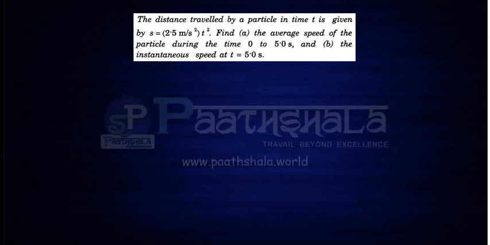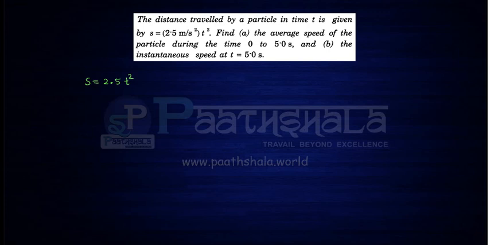Distance traveled by a particle in time t is given by the equation s equals 2.5 into t square. So we need to find the average speed of the particle from t equals 0 to t equals 5 seconds and the instantaneous speed at t equals 5 seconds. So let's start with the average speed.